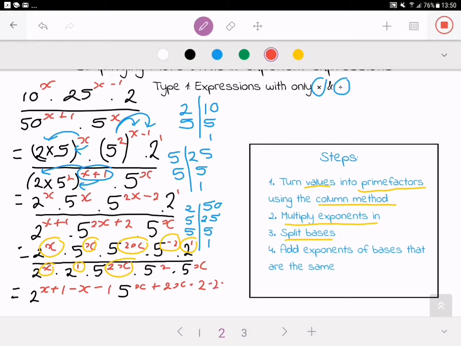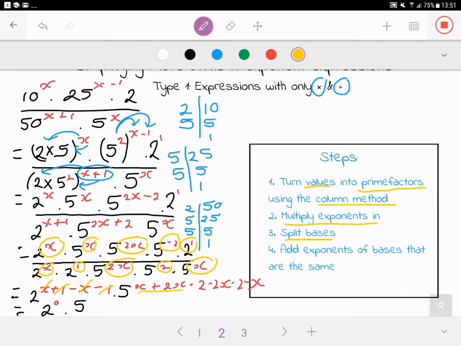And then the 3 bottom 5's we need to subtract because they are dividing. So it becomes minus 2x minus 2 minus x. And then we just add them up. So it's going to be 2. And then we can add up the x's. So it's plus x minus x, which cancels out. And the plus 1 minus 1 cancels out. So it becomes 2 to the power of 0.